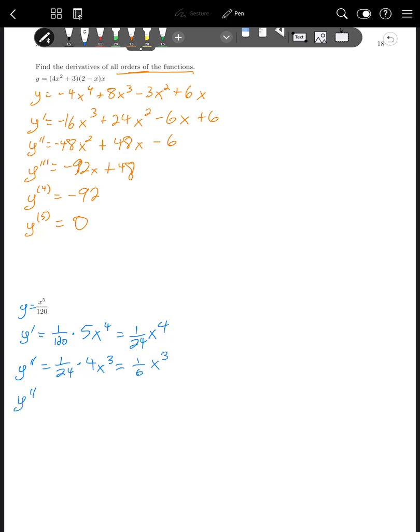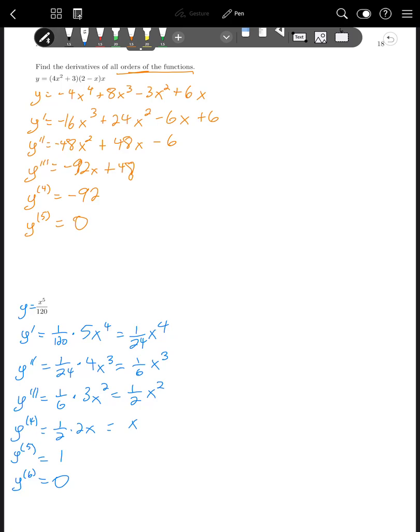And then y triple prime would be 1/6 times 3x squared. So that'd be 1/2 x squared. The fourth derivative of y would be 1/2 times 2x, which is just x. The fifth derivative is 1, and the sixth derivative is 0. And so there you go. So that's the idea of finding derivatives of all orders.